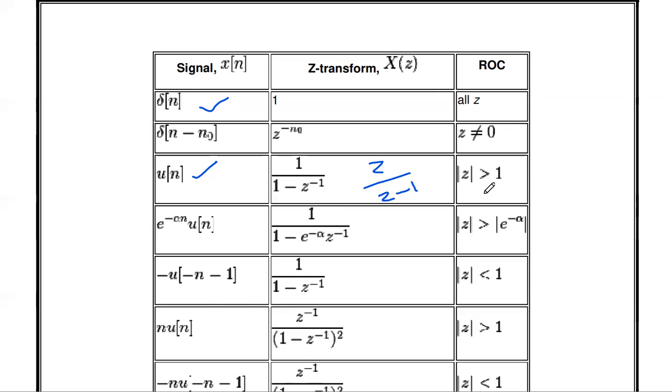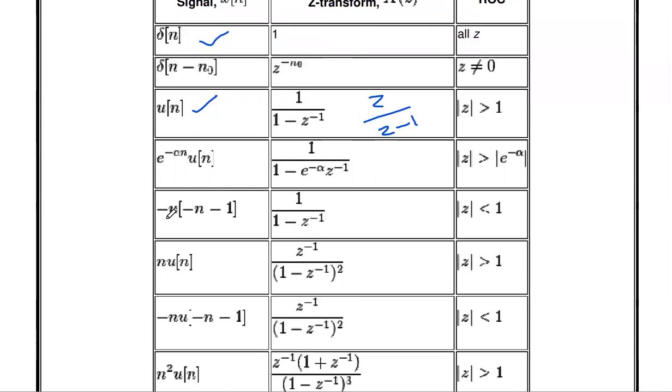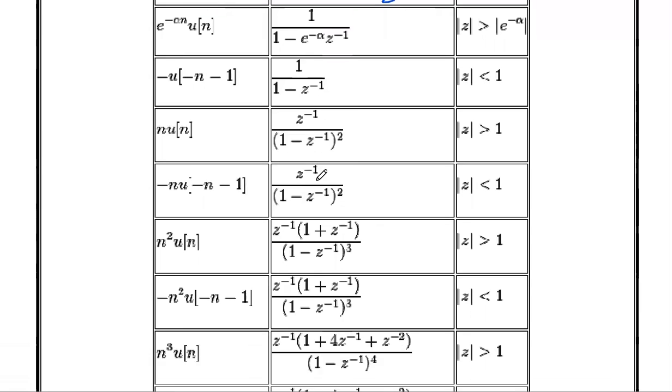That is, if we want to calculate the ROC, this denominator we have to equate to 0, and we have to find out the value of Z. Okay, so Z minus 1 greater than 0. So what is the value of Z? Z greater than 1. Okay, that is the ROC. Similarly, a power n. Here they are taking e power minus an. So a power n means the signal is having Z transform 1 by 1 minus az, that is Z by Z minus a.